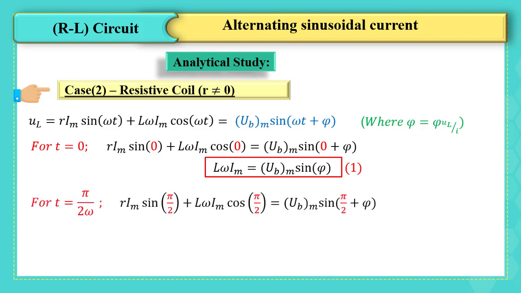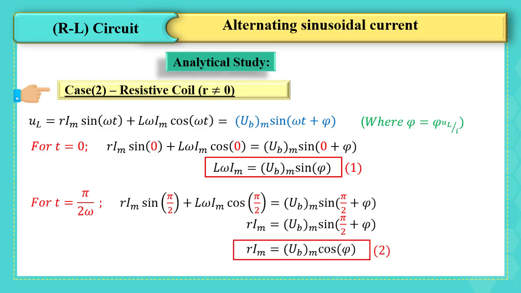For t equal pi over 2 omega, R Im sine pi over 2 plus L omega Im cosine pi over 2 equal to Um sine pi over 2 plus phi, and the equation becomes equal to R Im, since sine pi over 2 equal 1 and cosine pi over 2 is equal to 0. So R Im represents the first side of the equation, and at the second side Um sine pi over 2 plus phi. So equation 2 is R Im equal Um cosine phi.